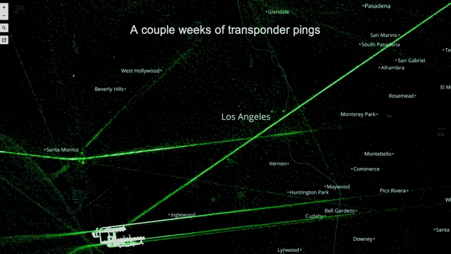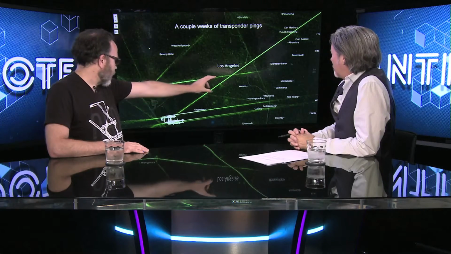Now this is a map that I saw in your paper. This is 2 weeks of transponder pings. Right. This is the Los Angeles basin: Beverly Hills, West Hollywood, Santa Monica's over there, Monterey Park, Montebello. Now, is that LAX at the bottom, I guess? Okay, so these green lines, what do they mean? Those are different flight paths. There's a couple of green lines going east-west from LAX. I think those are the landing approaches.